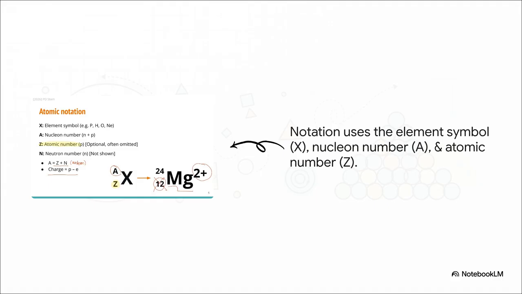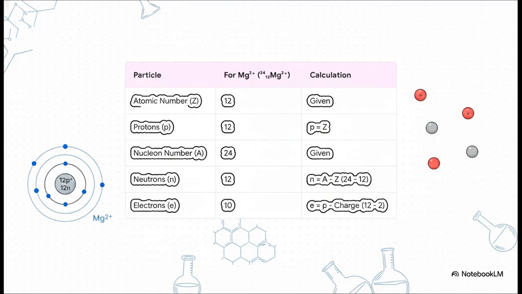A, the number on top, is the nucleon number. That's the total count of protons plus neutrons in the nucleus. And Z, down below, is the easy one. It's the atomic number, which is simply the number of protons. Let's put this into practice with a real example, this magnesium ion. Okay, look at the bottom number, Z. It's 12. Boom, that means 12 protons.